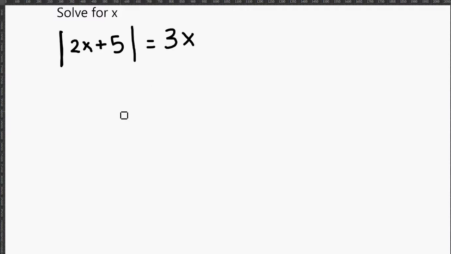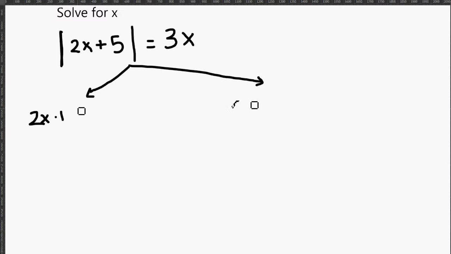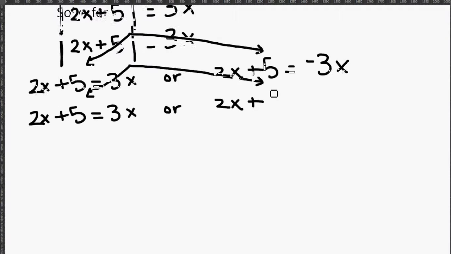And so we do the same thing we did before, which is we split it up into two different equations. And those equations are 2x plus 5 is equal to 3x, the positive one, or 2x plus 5 is equal to negative 3x, the negative one. And then we go ahead and we solve each of these equations.